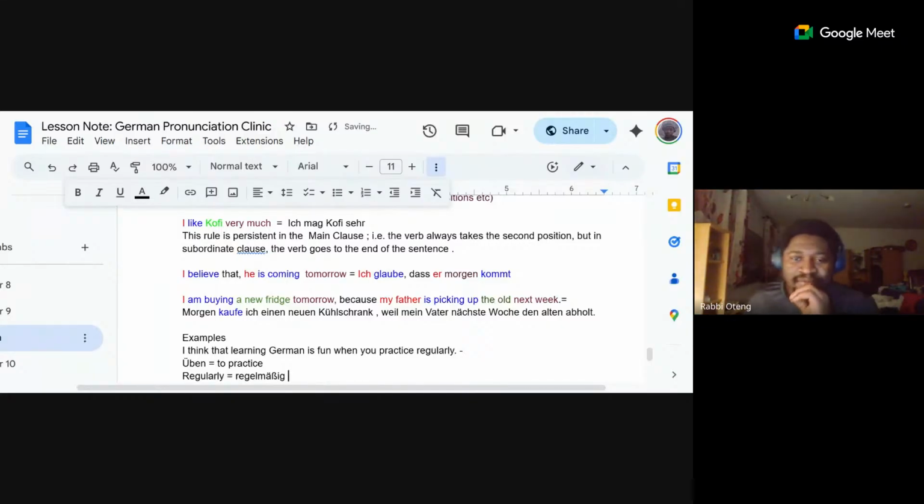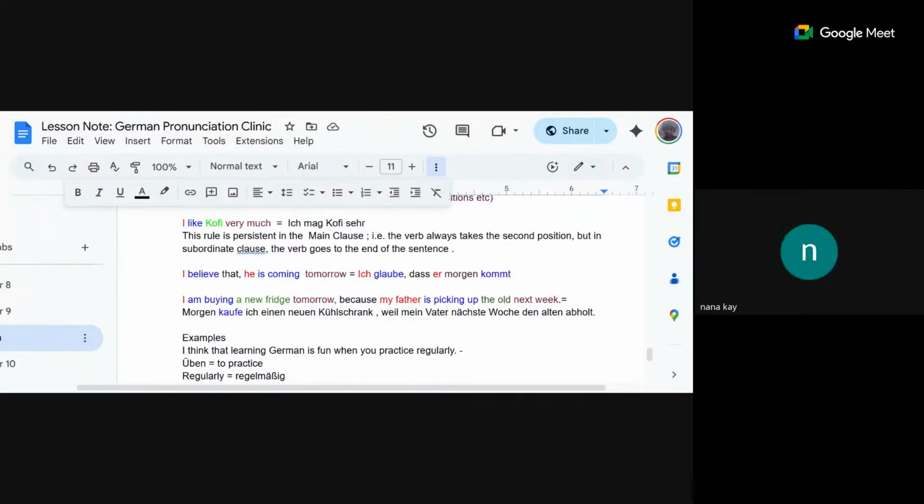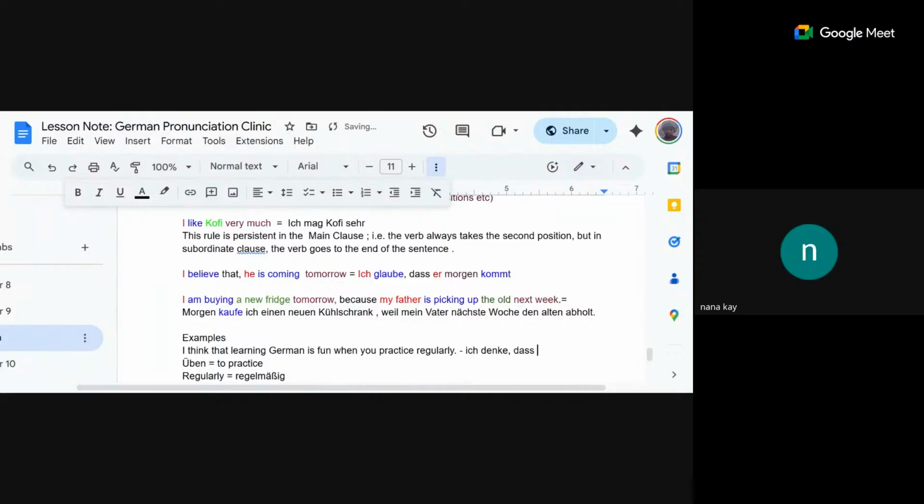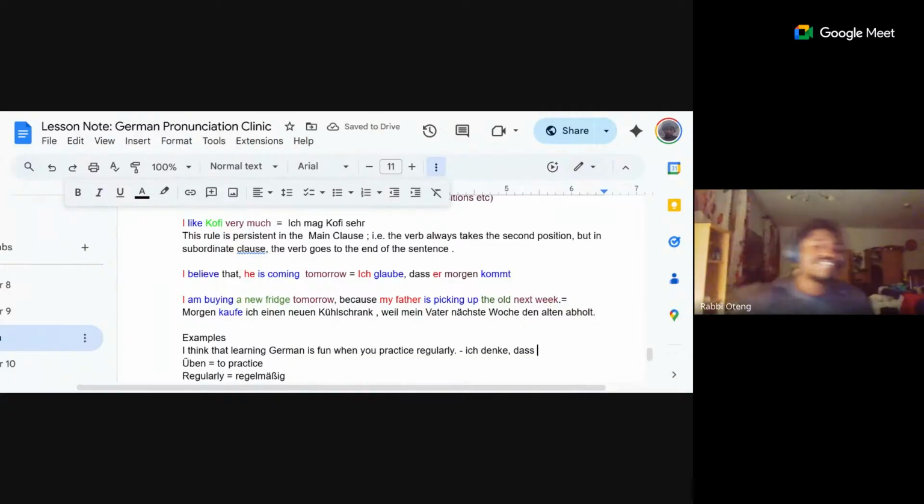Okay. Yeah, so we'll try. Let's go. I think that, ich denke, dass learning German, I think that learning German is fun. Okay. But if you were to say this sentence, how would you construct it? It's not necessary for you to use learning German. So how will you try?